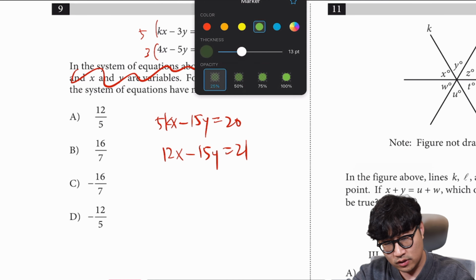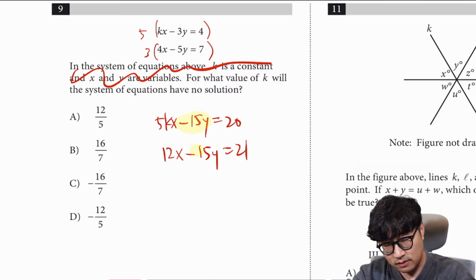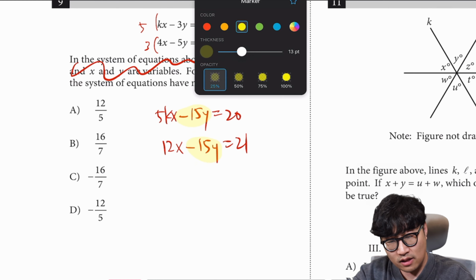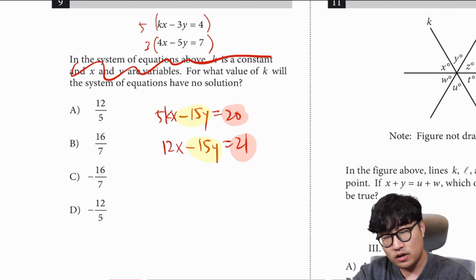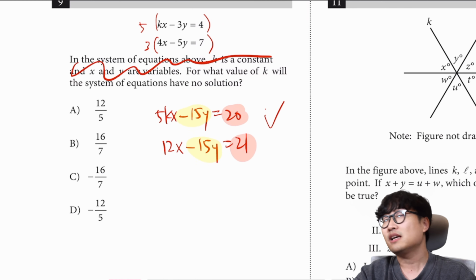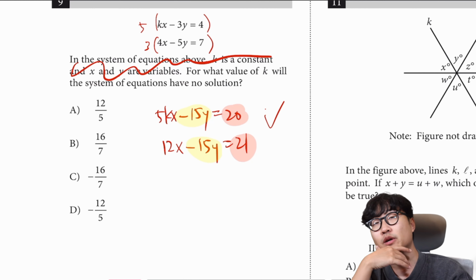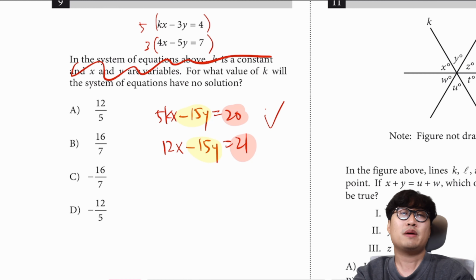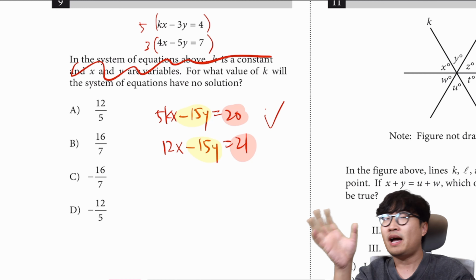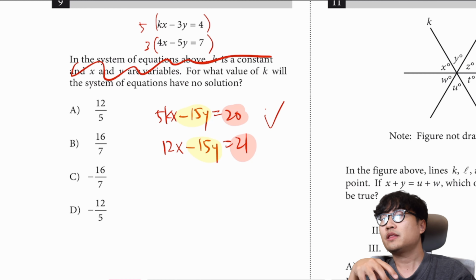First of all, I want you to notice that we have nice little matching minus 15y. And then also that 20 and 21, they're different. And I like that because I don't want them to be the same. If they were the same, so we're talking about two exactly identical equations, that would be called infinitely many solutions, not no solution, right? I actually want them to equal something different so that they're never going to meet.